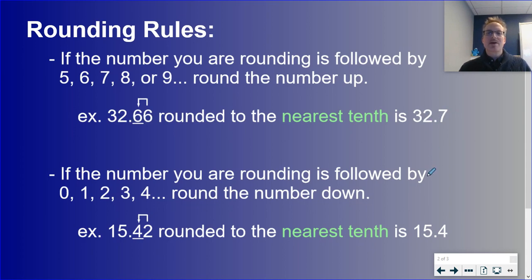The second rule for rounding is if the number you're rounding is followed by a 0 through 4, we're going to round the number down. Again, I'm going to do this example and we're going to round to the nearest 10th. So I like to underline the 10th place value, and again, we're going to look to the right of it. This number is a 2, so it's below a 5, so it's not going to round up. It's going to stay where it is. So the number is going to be 15.4. And there it is, 15.4.